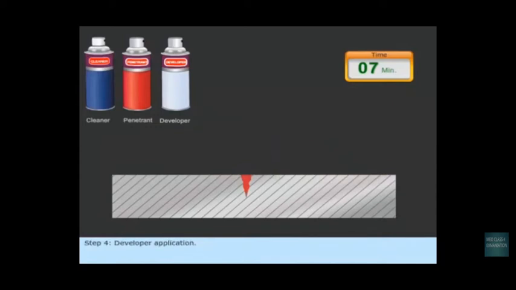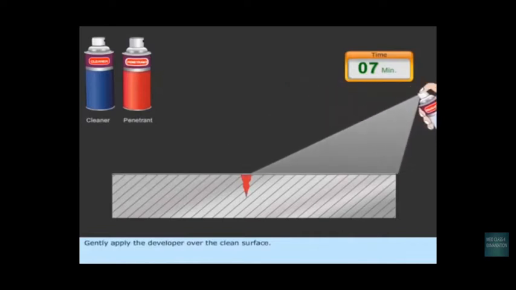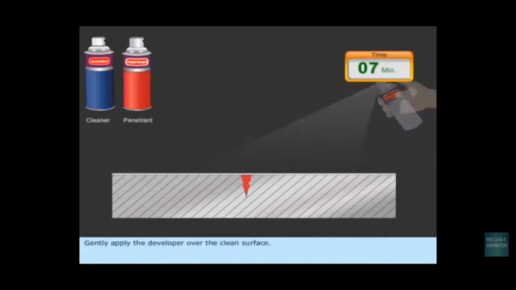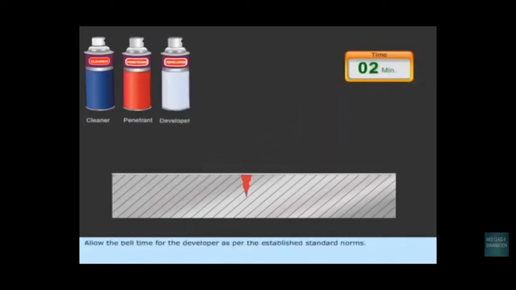After that, we apply the developer, which is actually white in color. After some time, the developer will absorb the penetrated liquid, then changes its color from white to the penetrant color, that is red. That's how we can easily find out the surface defects or flaws by locating the changed color.